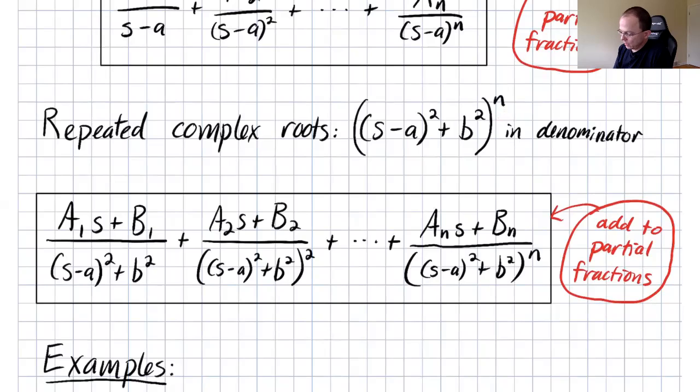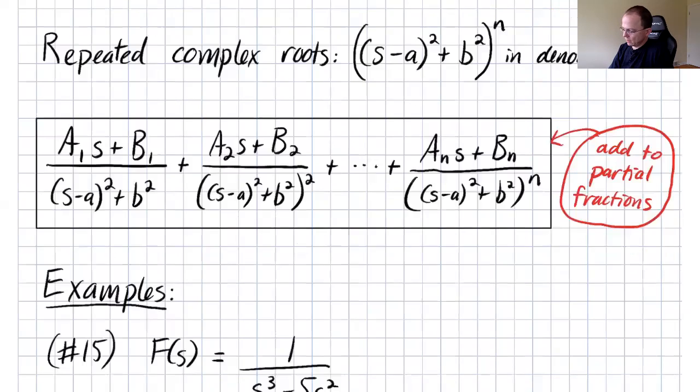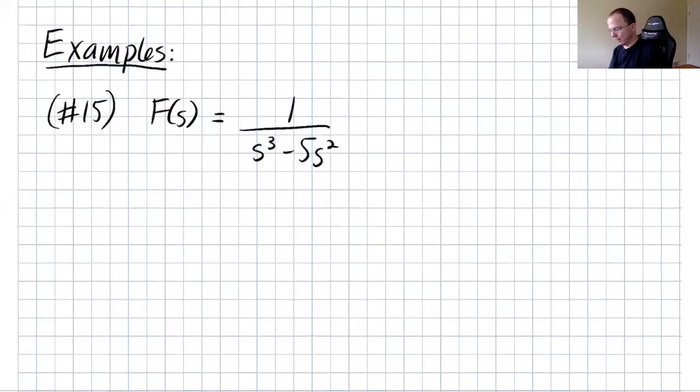So for each one, we do the following. We start off with just this term by itself, and then we add another fraction with the same thing but squared, and we keep going all the way up to n. And in the numerator, we always have to give two terms. There's an s term, and then there's a constant term. So we have these two terms appearing in each of the numerators. So this is what we would add to the partial fractions. Okay, so this is a formal way to say it, but it's better to look at some examples of this.